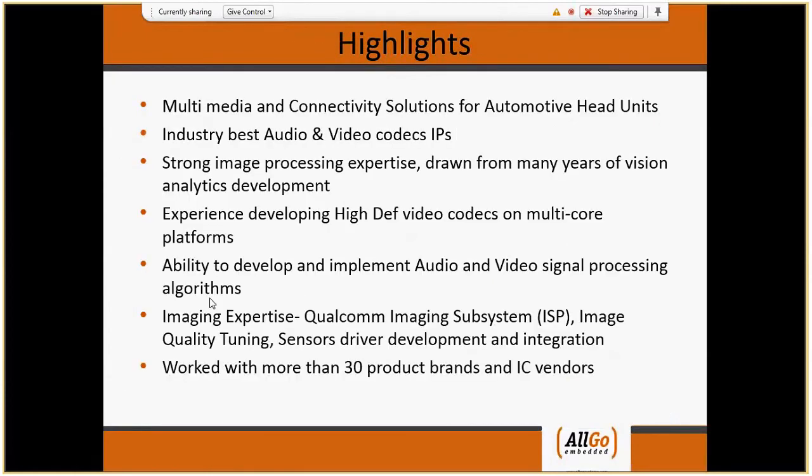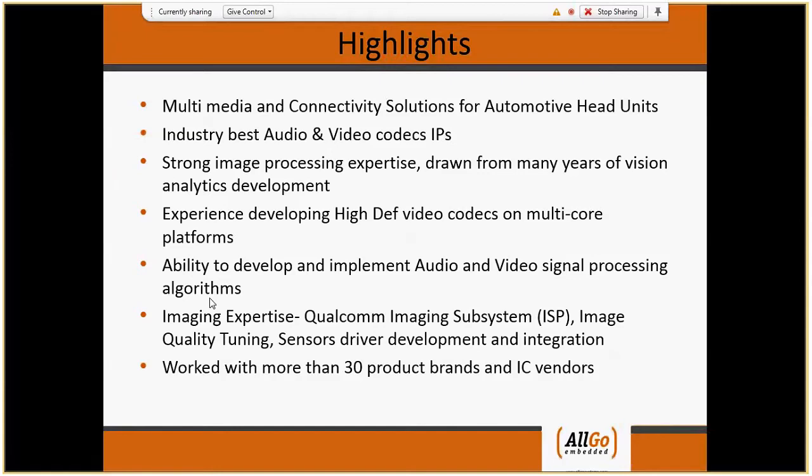On the highlights, we have multimedia and connectivity solutions for automotive head units, which I just described in the previous slide. Then we have a portfolio of audio and video codec IPs, which have been optimized on various platforms. These are optimized leveraging the best capabilities of the hardware, trying to get the best optimization levels. We also have strong image processing expertise, with which we have developed some of the vision analytics products.